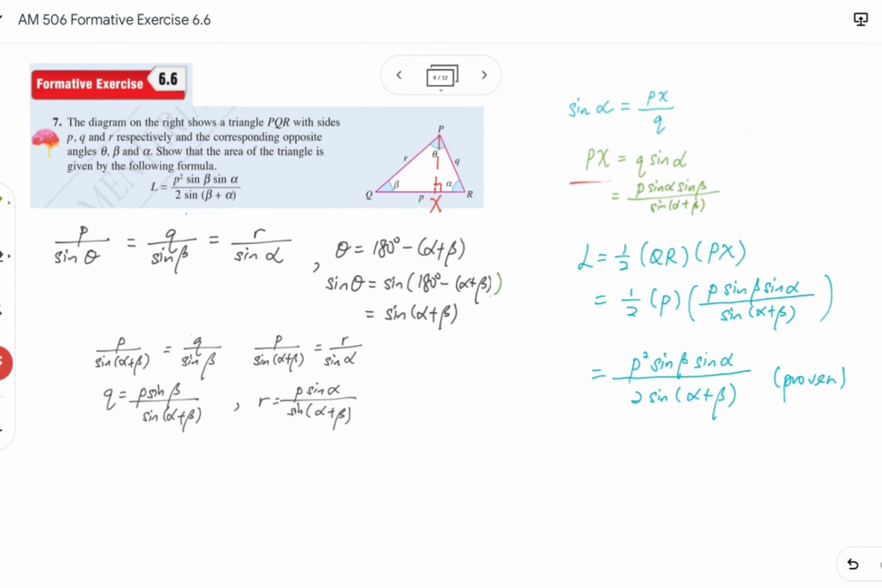So come back to our formula of 1 over 2 times base times height. We have 1 over 2 times base, which is p, times height, which is what we get here. So we get L is actually equal to p square times sine beta sine alpha over 2 times sine alpha plus beta. That is what we were asked to prove, and proven.